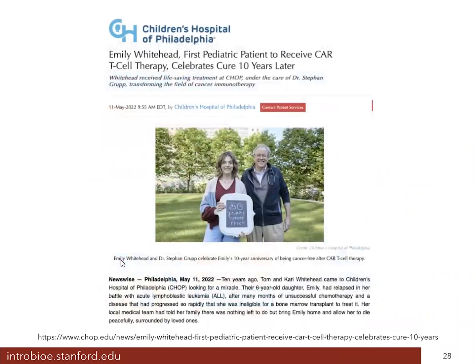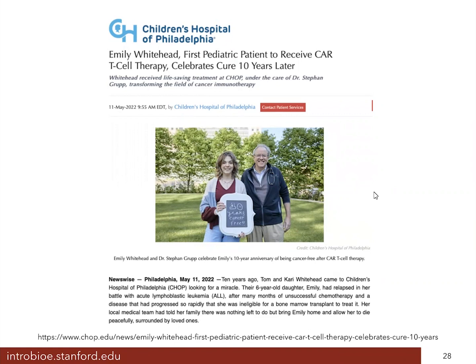And incredibly, this stuff works. This is an article celebrating the 10-year anniversary of a child's first CAR T therapy. There was a 6-year-old girl named Emily who had acute lymphoblastic leukemia, and she was treated with CAR T therapy and has survived. She's now 16 and still cancer-free thanks to this type of therapy, which is pretty amazing because she had had many unsuccessful rounds of chemotherapy, and her disease was progressing so rapidly that she was ineligible for bone marrow transplants and other things that are often used to treat leukemias. And this was really a last line of defense for her. It was a brand new technology at the time, and it is pretty amazing that it has worked so well.